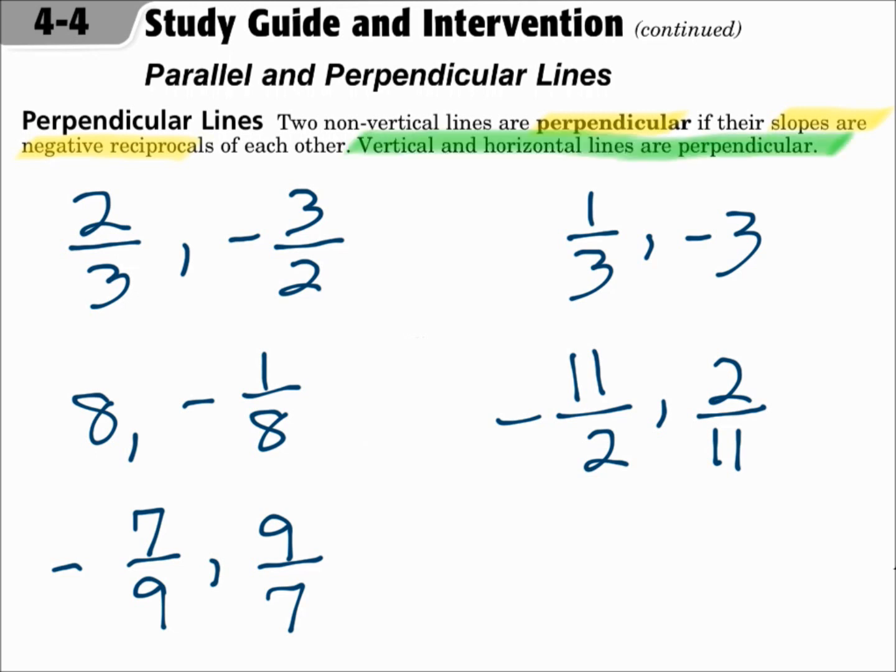And remember, vertical and horizontal lines are perpendicular as well. So if one line has a slope that's undefined, the other one has a slope that's 0. Perpendicular lines have slopes that are negative reciprocals of each other. So the job is the same. Find the slope, then use the slope and a point to find b, and write the final answer.